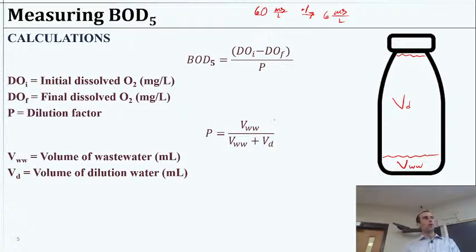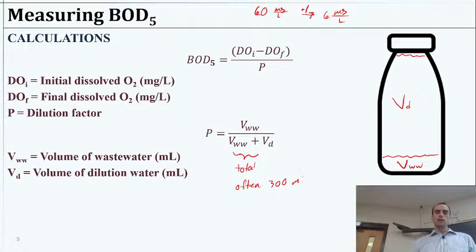That's going to be equal to the volume of the wastewater over the total volume, which is the volume of the wastewater plus the dilution water. So it'd be total. And the total is often 300 milliliters. It's just pretty typical.